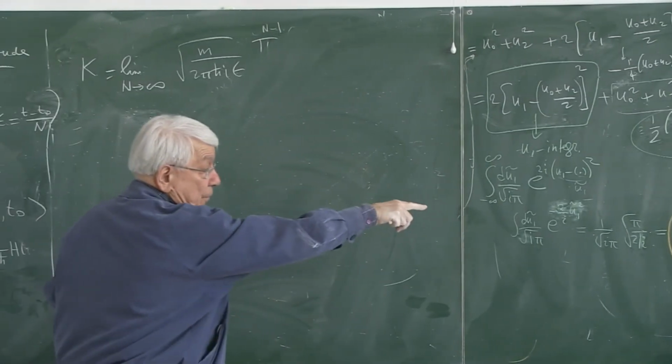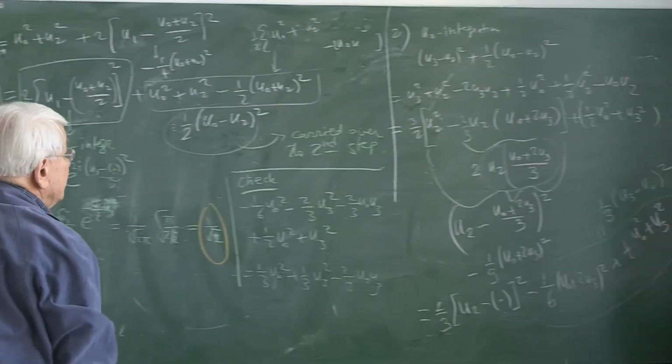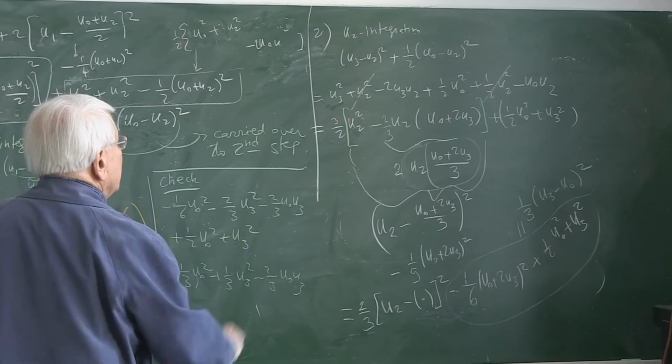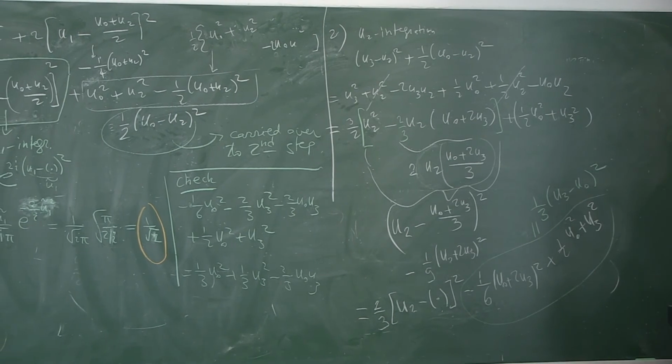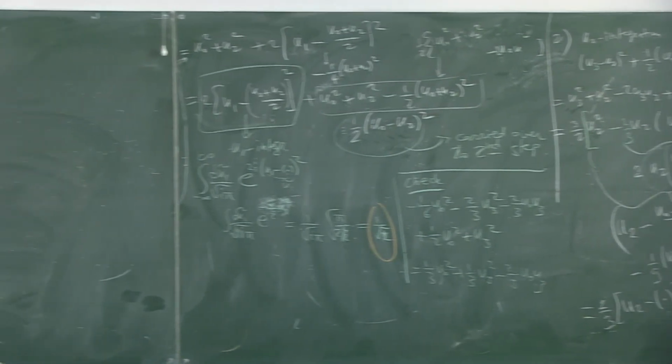I have done the first one. The first one is encircled. We are at the second one. In the second one, I will have that expression. So we are still at the u2 integration.